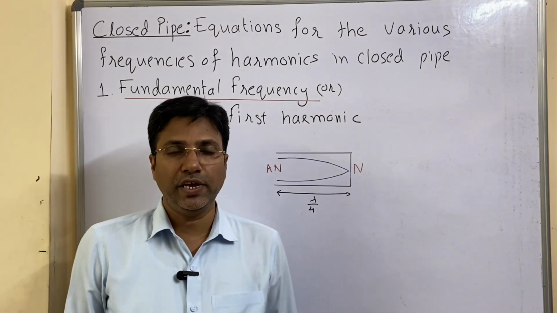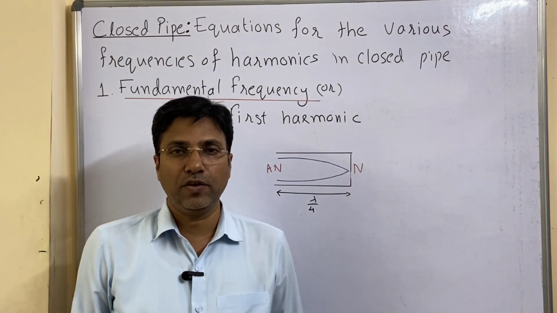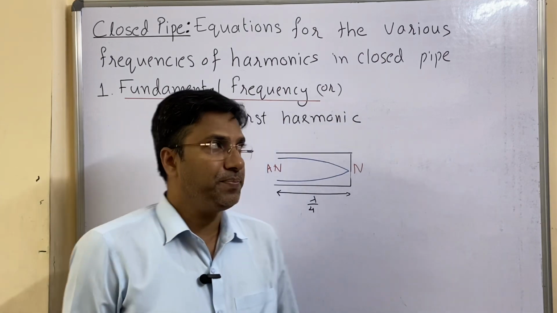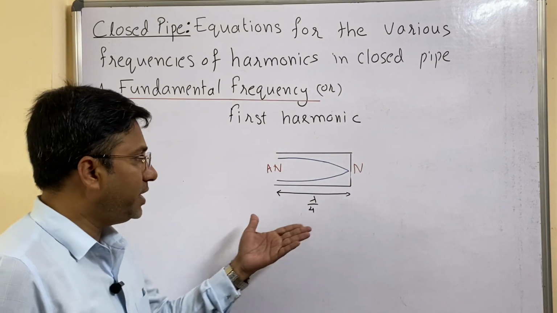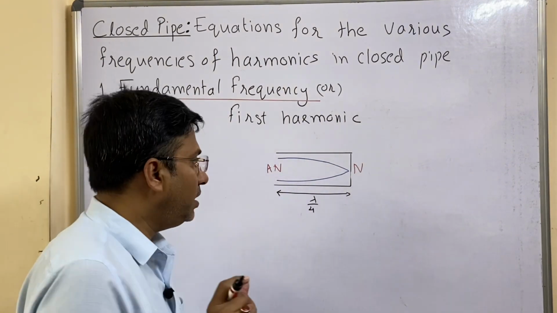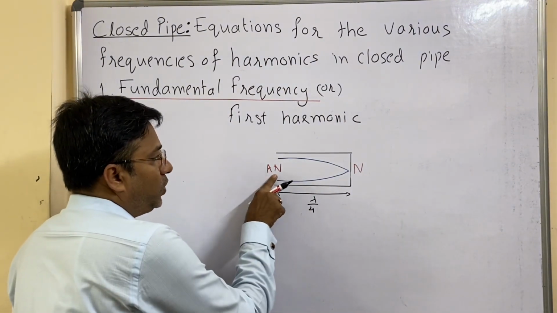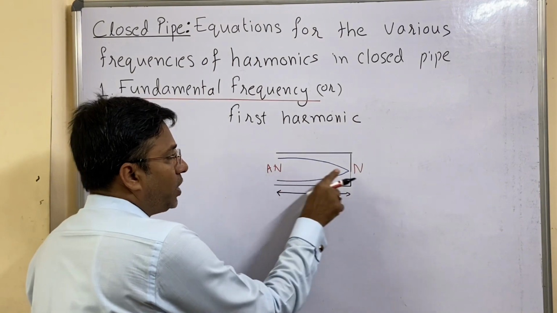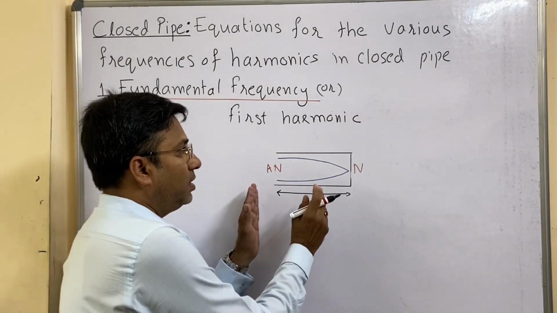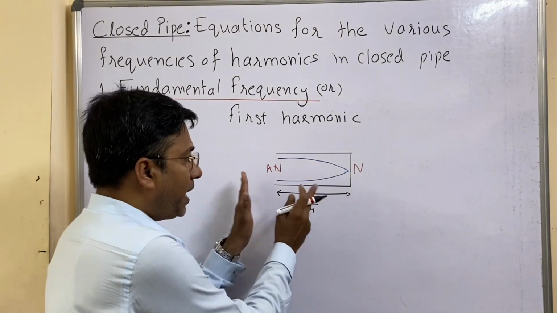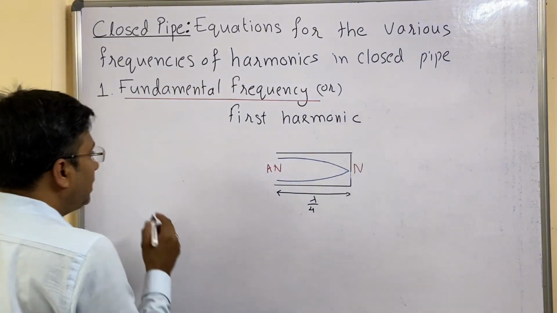Now let us derive the equations of harmonics in case of a closed pipe one by one. The first part is the fundamental frequency or first harmonic. In this case, the diagram will be like this. You can see in the diagram, antinode and node, the distance between antinode and node is how much here? Lambda by 4. In case of the first harmonic, the waves will be formed in the tube as shown in the figure. The first part is very simple.